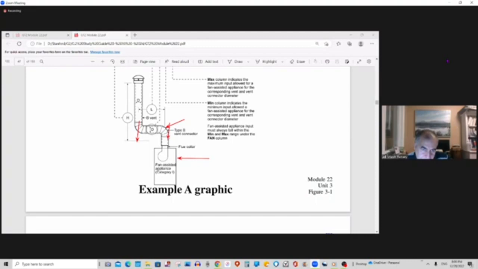B connector connecting to B vent. So when you have a single appliance, B connector connected to B vent, you go on Table C1. On Table C1, on the left side, it gives you the height, second column lateral, third and fourth columns are fan assisted. When it's fan assisted, it gives you min and max. So the capacity of your appliance should be between min and max.